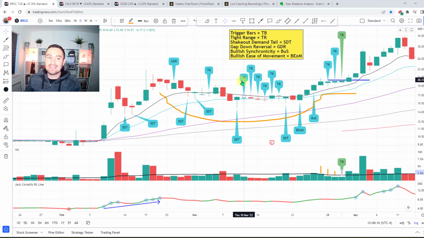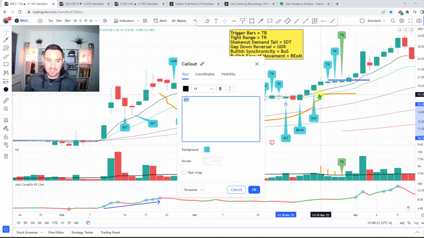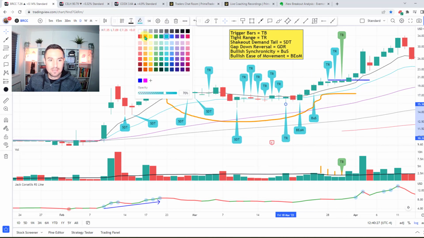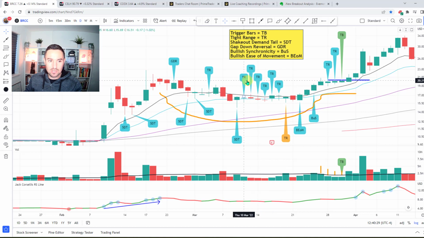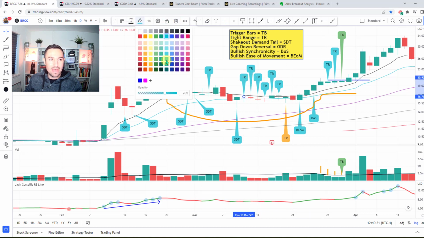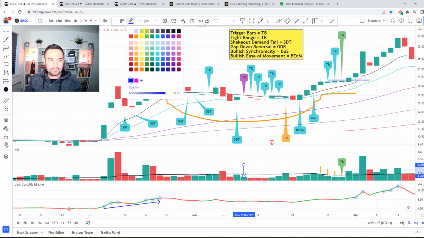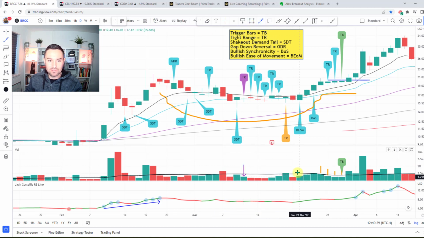So if you see a tight range bar that has low relative volume, so this one here, for the purpose of this, it's a shakeout demand tail, but it's also a tight range bar as well. So I'm just going to point to this with an orange, and then I'm going to point to this one here with a purple. So you can just see the difference. And we're going to draw a purple arrow to this one here.